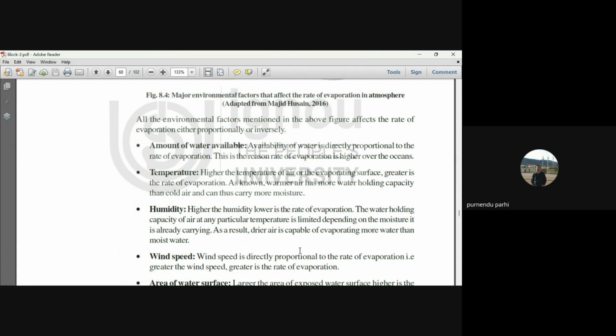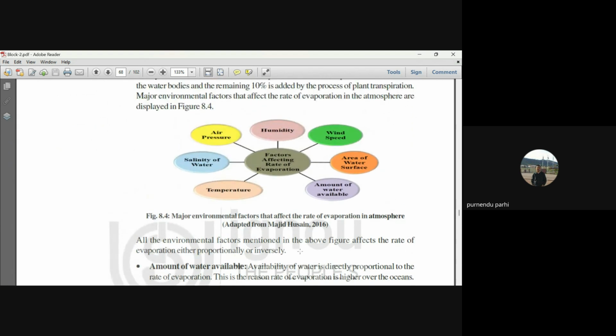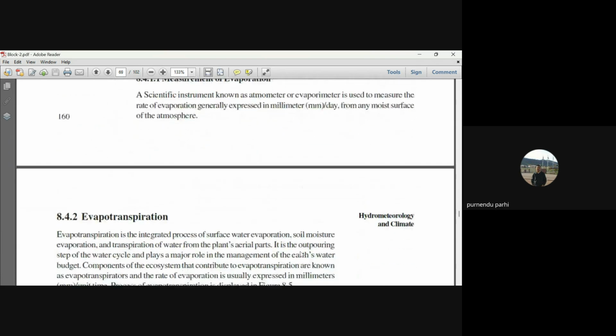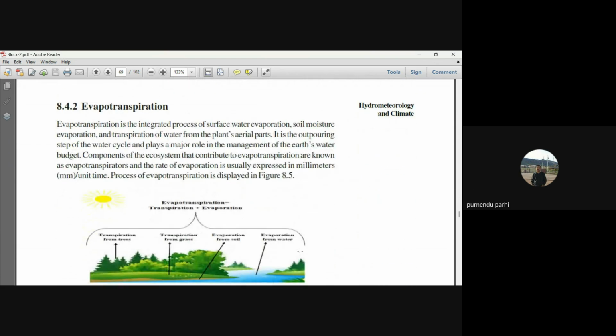All the environmental factors mentioned in the above figure affect the rate of evaporation. So rate of evaporation depends on air pressure, humidity, wind speed, area of water surface, amount of water available, temperature, and salinity of water.